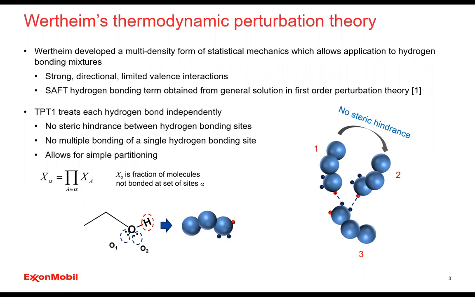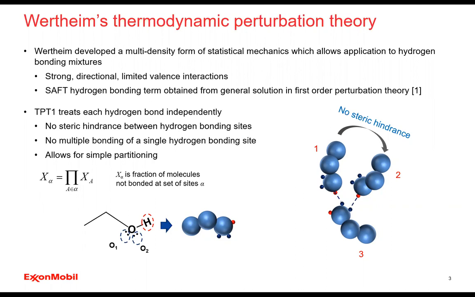Wertheim developed a multi-density form of statistical mechanics, which solves this problem. In his multi-density form, each hydrogen bonding state of a molecule is assigned its own species density, and then he was able to topologically reduce a cluster expansion and attain a reformulation of statistical mechanics, which incorporates all these basic features of hydrogen bonding.